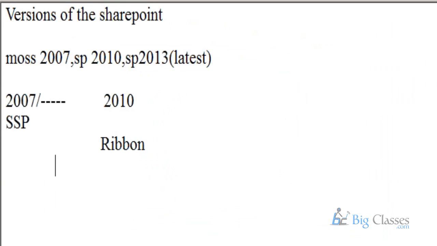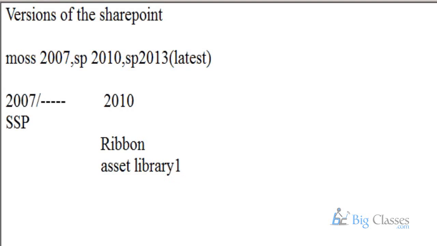Next, asset library. Asset library is new in SharePoint 2010, which was not there in SharePoint 2007. What is the asset library? By using an asset library, we can upload video files like YouTube videos. It's like a collection of assets; it could be anything.